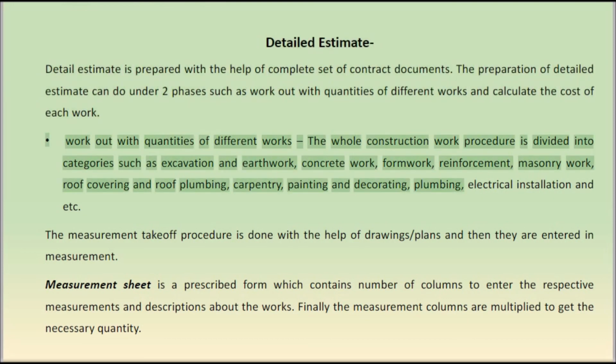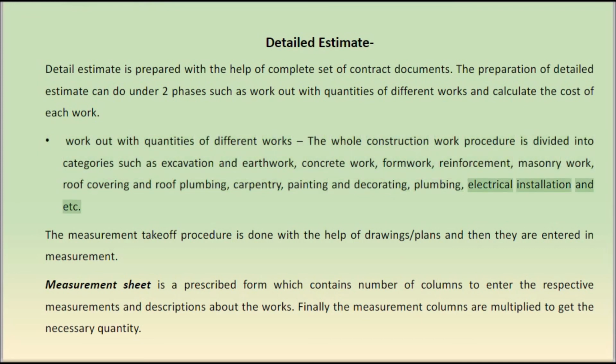Working out the quantities of different works. The whole construction work procedure is divided into categories such as excavation and earthwork, concrete work, formwork, reinforcement, masonry work, roof covering and roof plumbing, carpentry, painting and decorating, plumbing, electrical installation, etc.